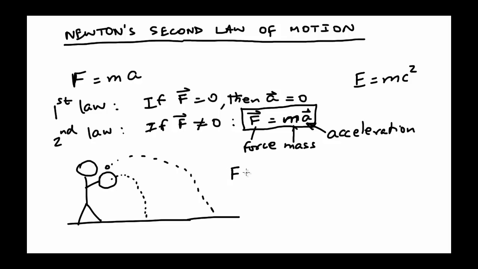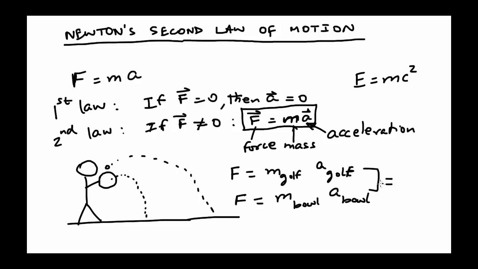The force I applied in the first case was equal to the mass of the golf ball times the acceleration of the golf ball. And in the second case, the same force was equal to the mass of the bowling ball times the acceleration of the bowling ball. The force in both cases was exactly the same. And so this tells us that the product of the mass and acceleration of each of the balls equals each other. These two things are equal to each other because it was the same force that was applied both times.